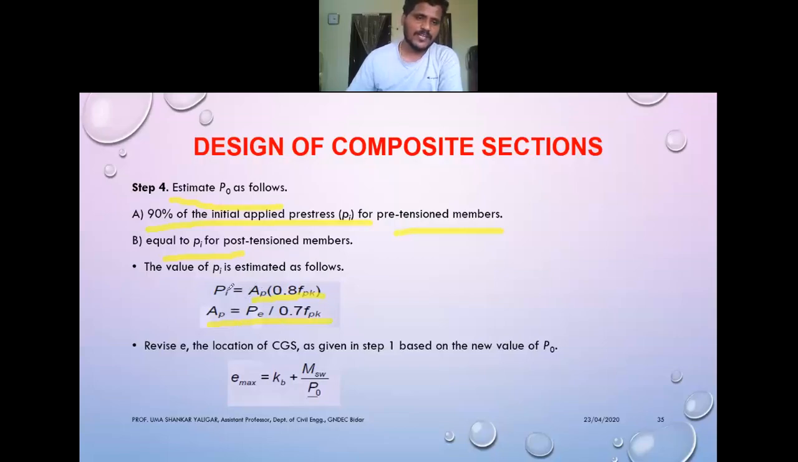If you get AP, then you can calculate PA. If you know PA, you can calculate the pre-stressing force, this P naught. Based on this new P naught value, once again you can calculate Emax. Initially you calculated Emax with an assumed value. Now you can calculate Emax once again with the new updated value. Once again you substitute that value, and you will get the Emax with the new value of P naught.